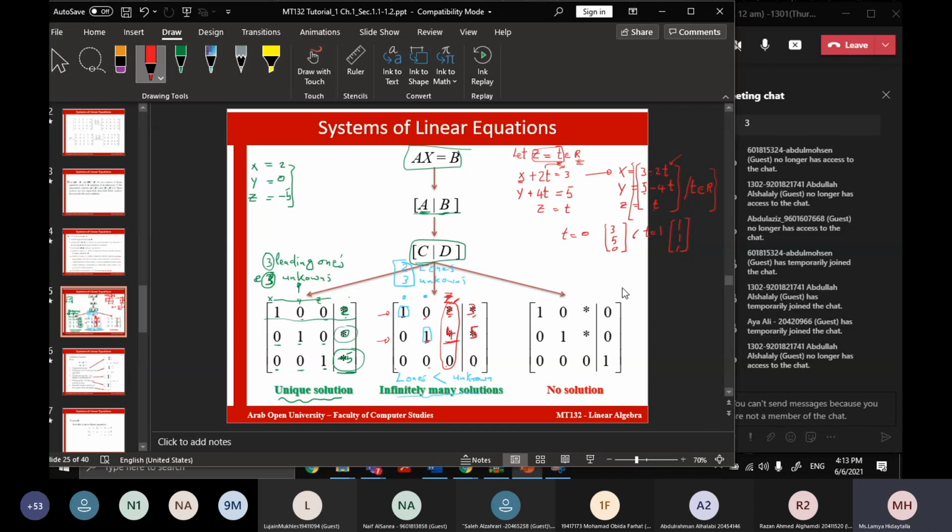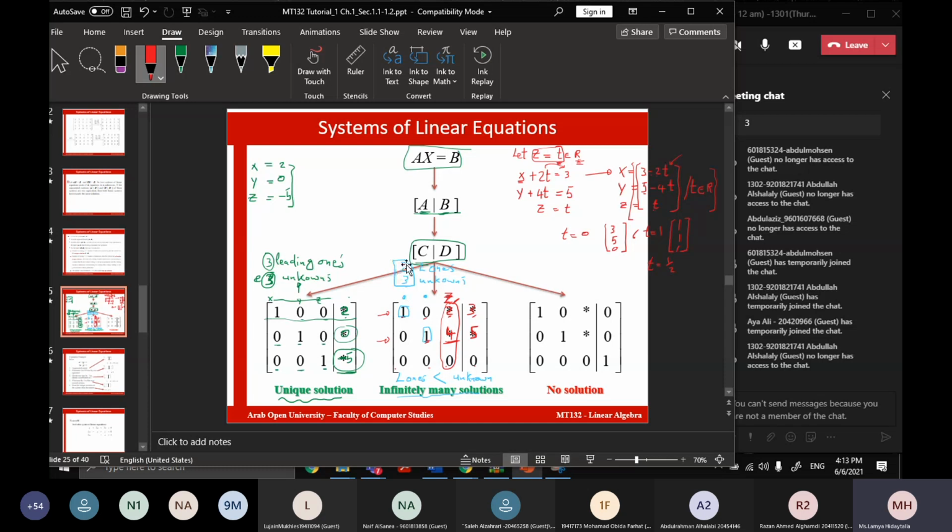So this is another solution. What else? For instance, take t equals half. So for every real value of t, you're going to get a solution. Okay? So I will have infinitely many solutions. Is it clear?